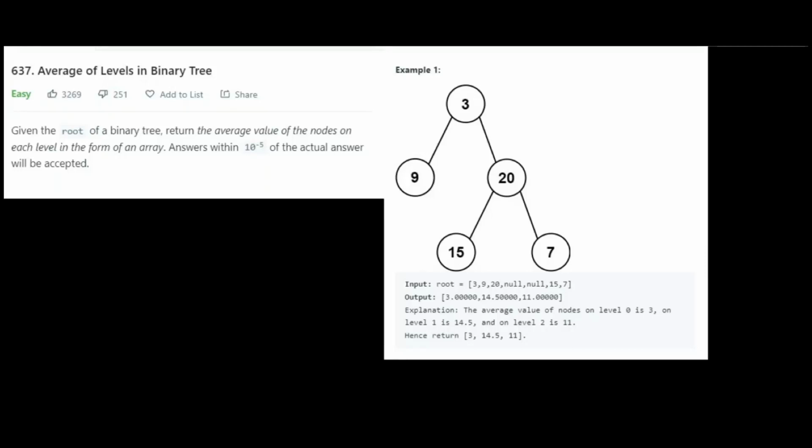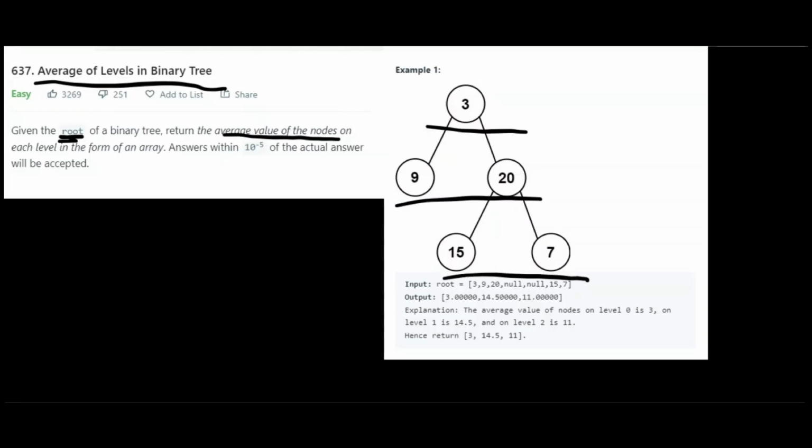Hello and welcome everyone. Let's continue solving the Blind 75 list by tackling this problem, average of levels in a binary tree. So we are given the root of a binary tree here and we want to return the average value of the nodes on each level. So we can see that we have the root, we have the second level and we have the third level. And for every level we want to return the average value of the nodes in each level.